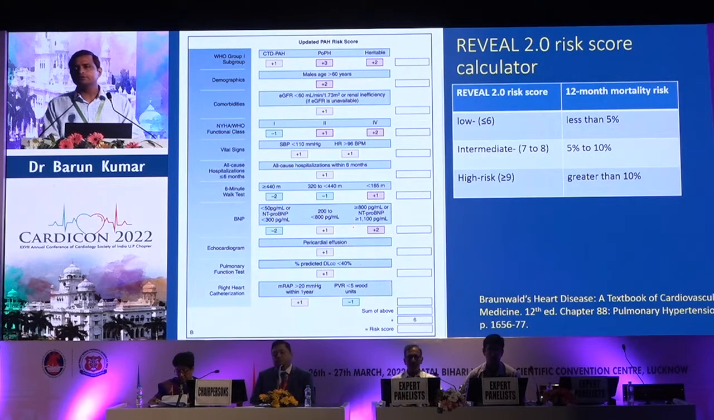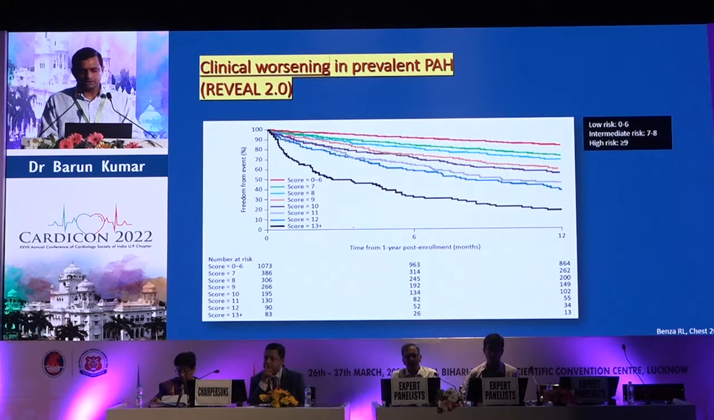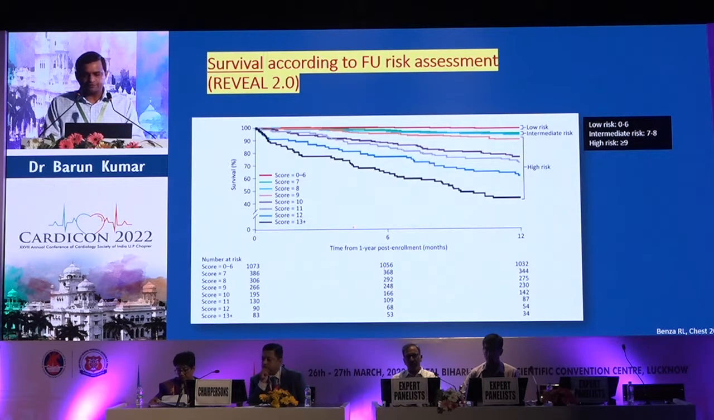And second is the REVEAL 2 score, which is app-based or web-based, and there are many parameters like WHO group, subgroup, demographics, comorbidity, NYHA classification, vital signs. And according to that, the REVEAL score is given. If there is a low score, that is 6 or lower, then 12-month mortality risk is only 5%. If there is an intermediate score, 7 to 8, then 5 to 10%. If there is a high REVEAL 2 score, more than 9, then greater than 10% risk of 12-month mortality. As has been shown in the study, you can see here in the curve that low risk patients have longer survival and a longer event-free period.